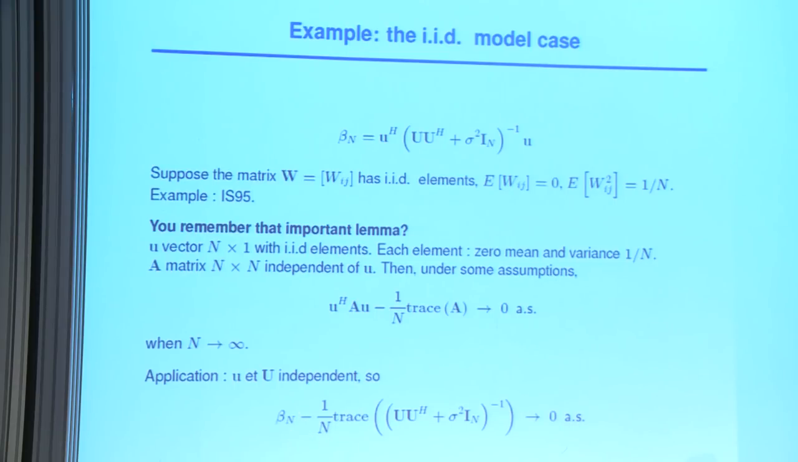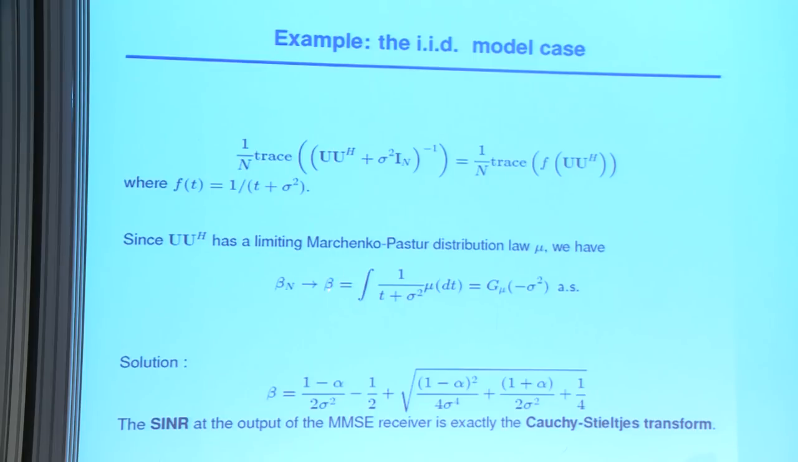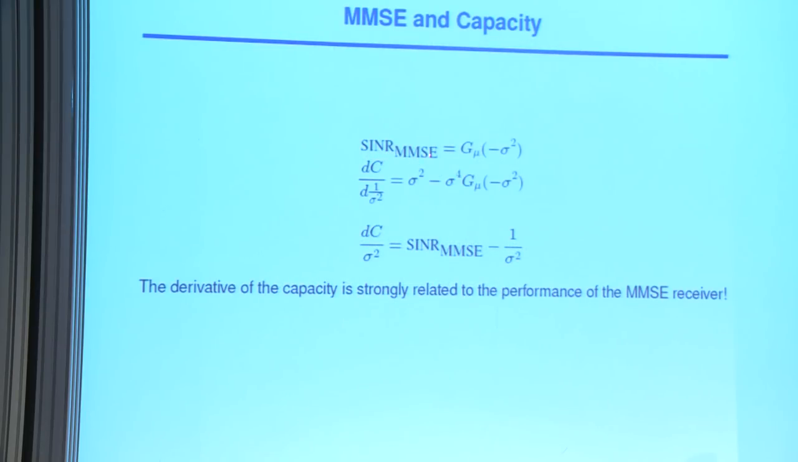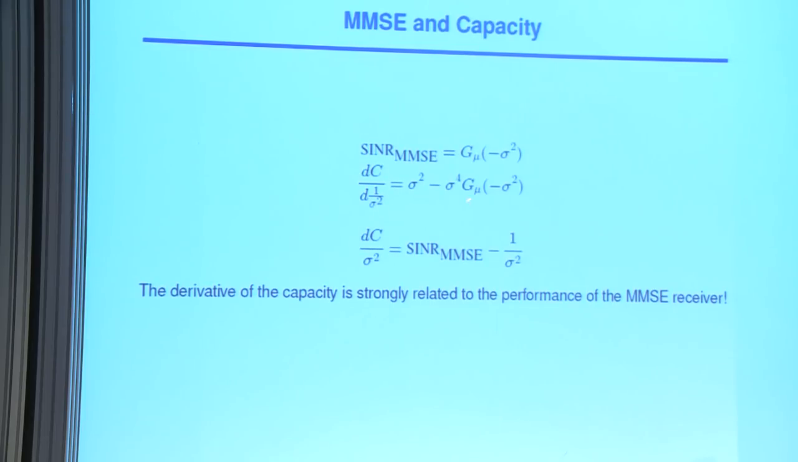So what it means is that the SINR in communication is exactly a Cauchy-Stieltjes transform. Very spectacular. Meaning that the Cauchy-Stieltjes transform has a very specific meaning in telecommunication. It is the SINR at the output of an MMSE receiver of a MIMO system, of a multiple antenna system. So that's why a lot of people have been spending time using random matrices to calculate the Cauchy-Stieltjes transform of many, many models, because that gives you exactly the performance of the MMSE receiver. Now, if I summarize, the SINR at the output of the MMSE receiver is the Cauchy-Stieltjes transform at the point minus sigma squared. The derivative of the capacity is something related to the Cauchy-Stieltjes transform, so the derivative of the capacity is very linked to the SINR at the output of the MMSE receiver.